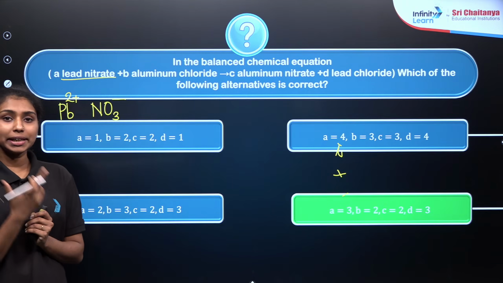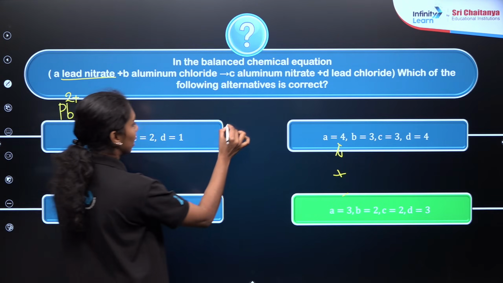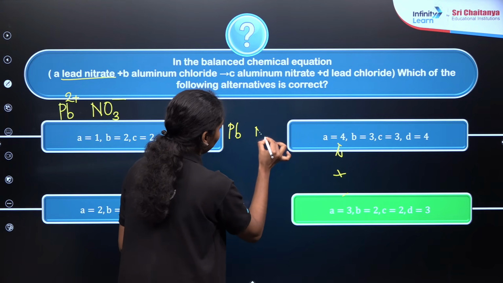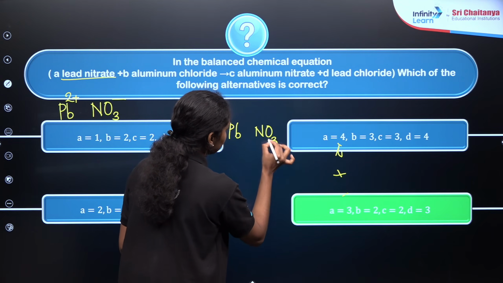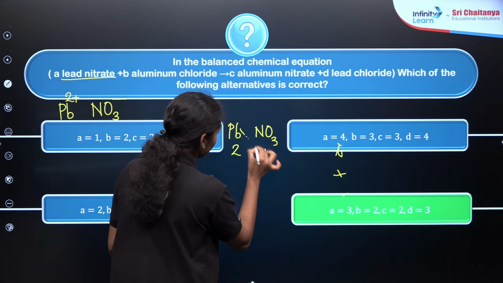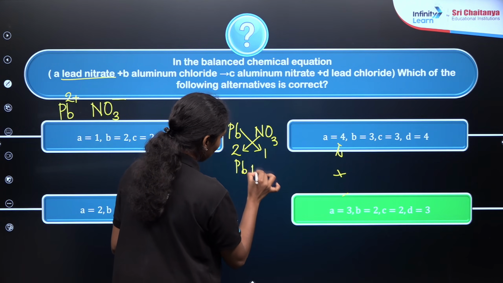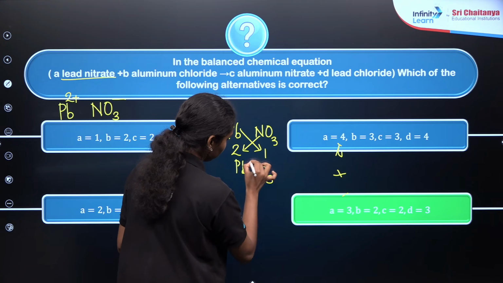So how can we write the chemical formula? Just crisscross the valencies. I am writing Pb and NO3 with their valencies. We don't want to consider the charges here. So I am writing 2 here, 1 here. Crisscross the valency, so it will form Pb(NO3)2.